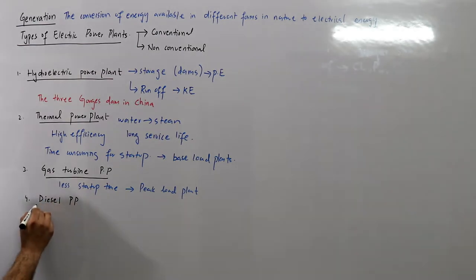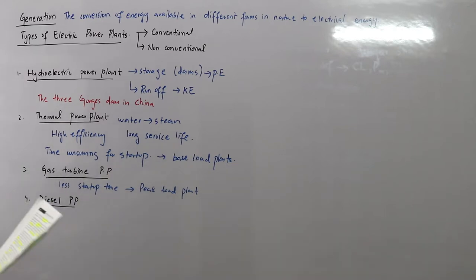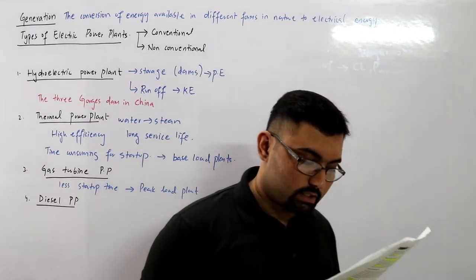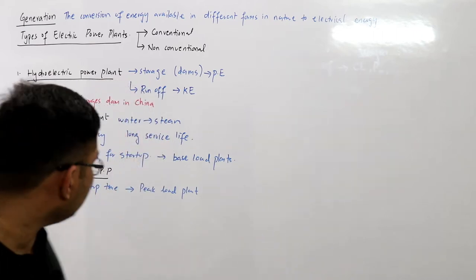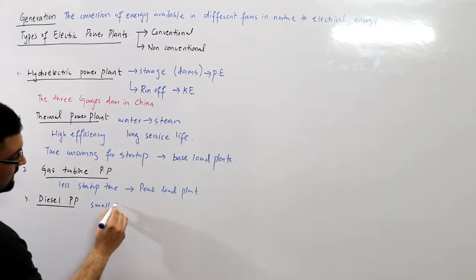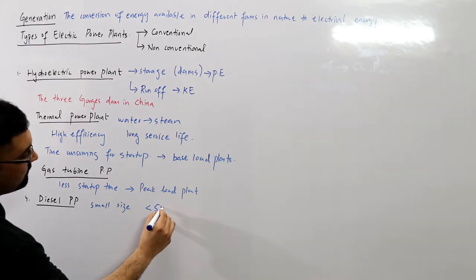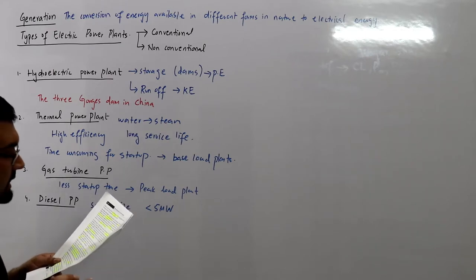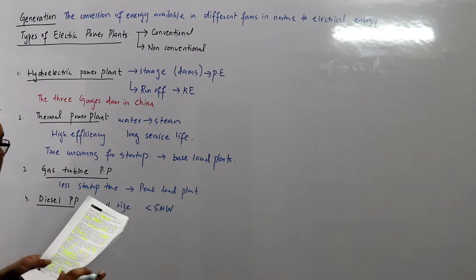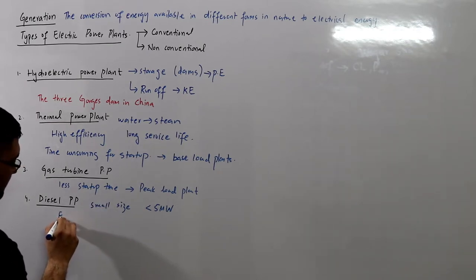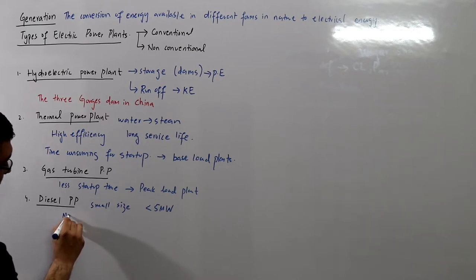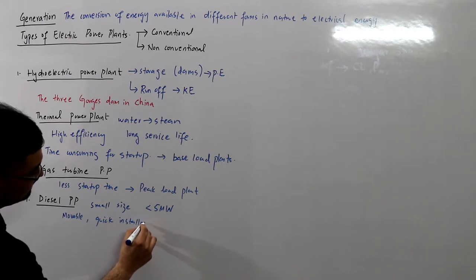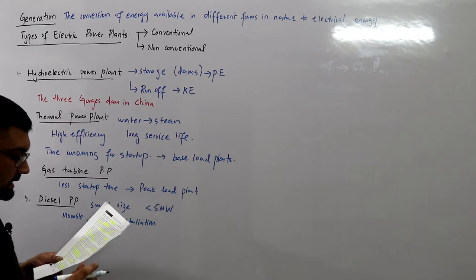So what does the diesel power plant say? These use a conventional diesel engine coupled to a generator. Diesel power plants are of small size, mainly less than 5 megawatts capacity. They can be easily moved, so they are movable, and they have quick installation and startup time.